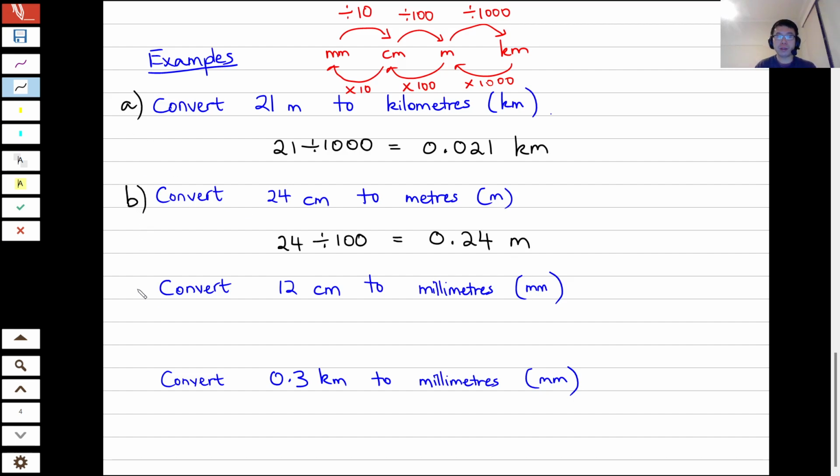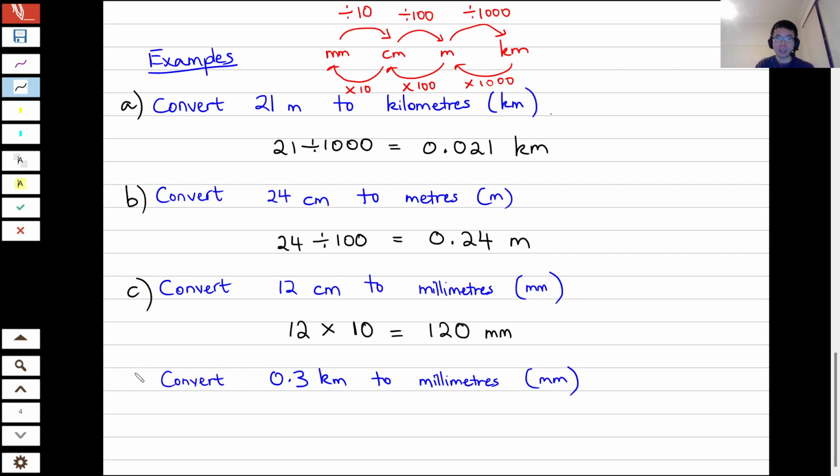Okay, third one. Let's suppose I've got a unit in centimeters, and I want to change to millimeters. This time, I'm going from a larger unit to a smaller unit, which means I need to multiply rather than divide. And here, I want to multiply by 10. So, when I multiply by 10, I'm going to get 120, and now I've changed from centimeters to millimeters.